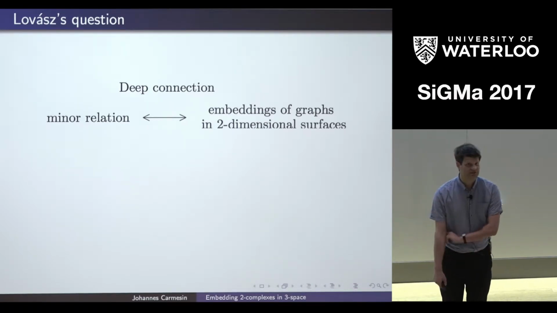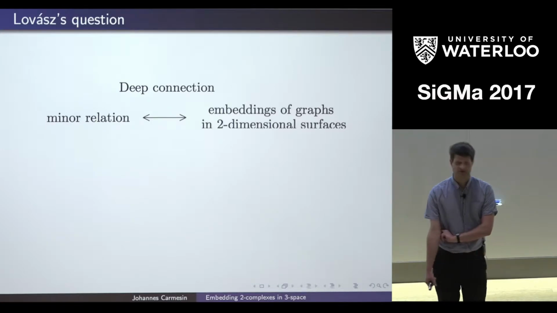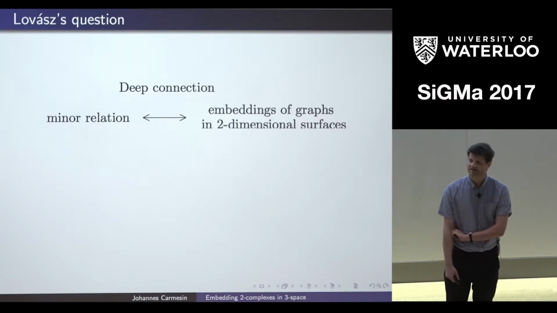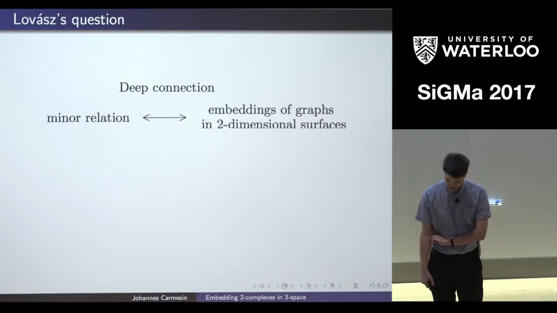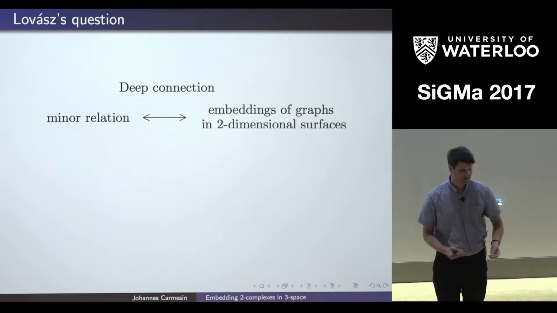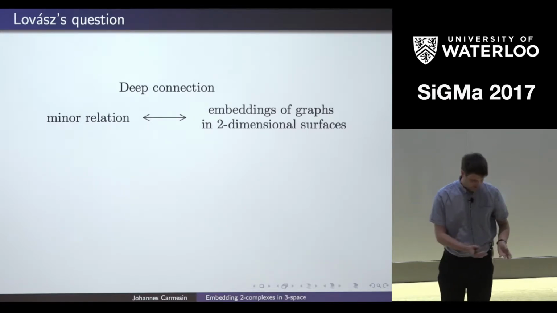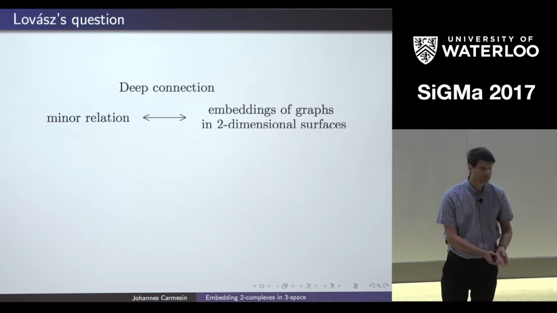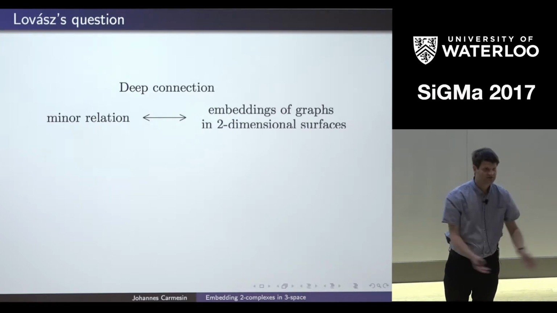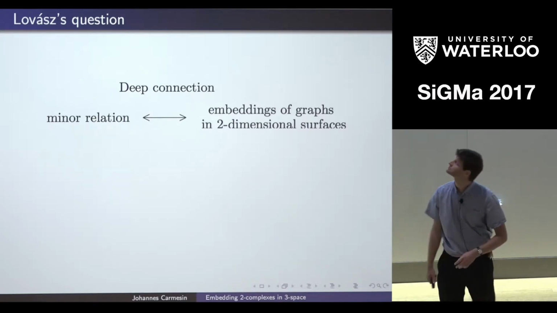And a far-reaching extension of Kuratowski's theorem is the Robertson-Seymour theorem. And the structure theorem was the topic of Paul Wollan's talk, and it gives a deep connection, establishes a deep connection between embeddings of graphs in surfaces and the minor relation.